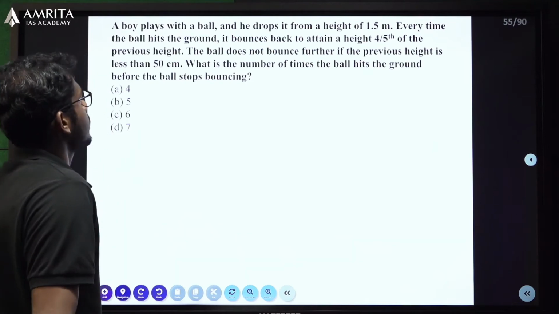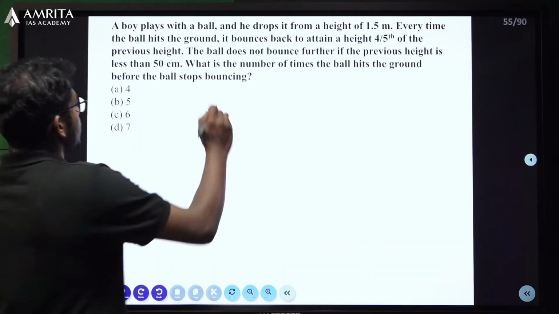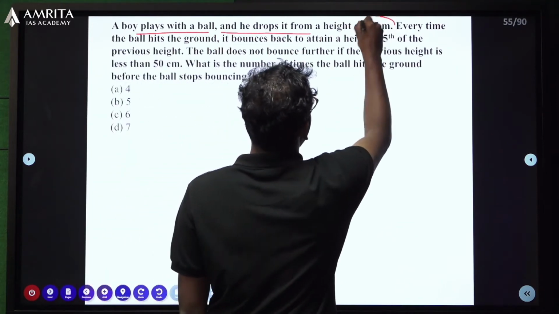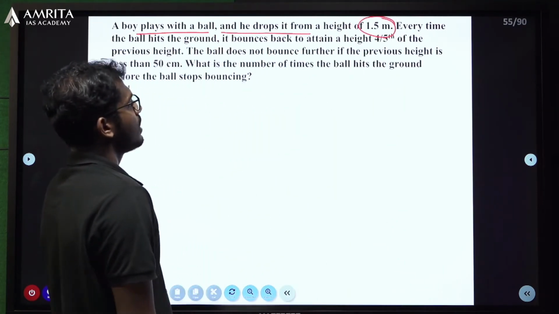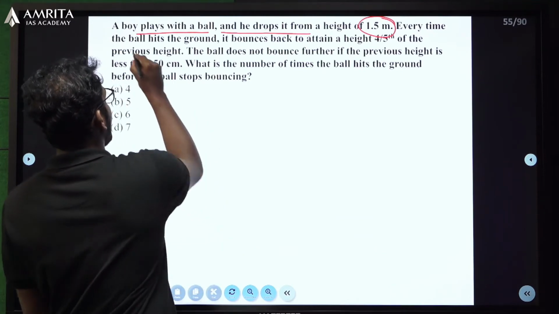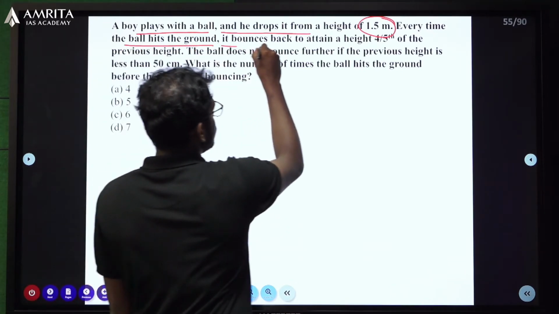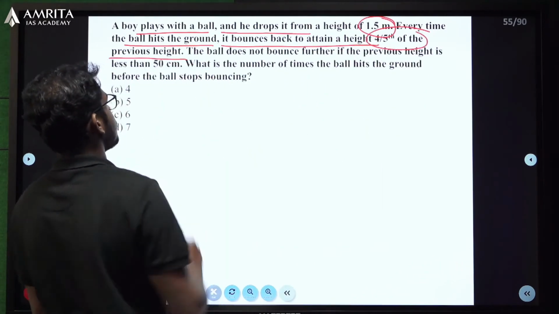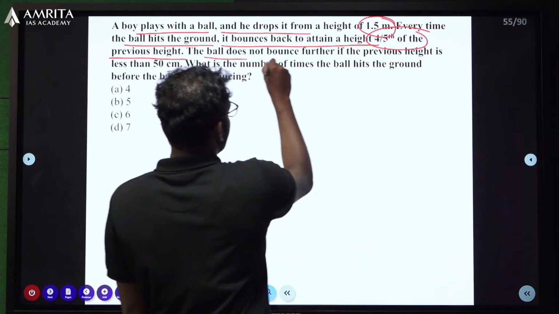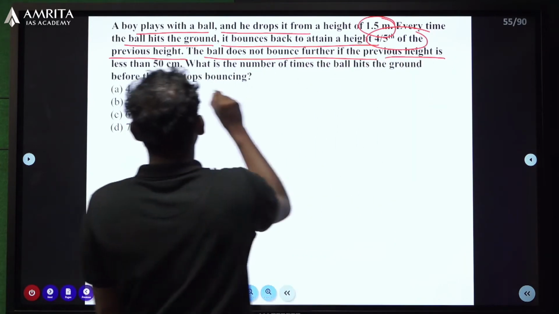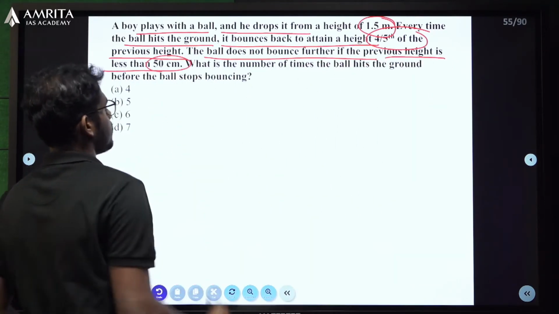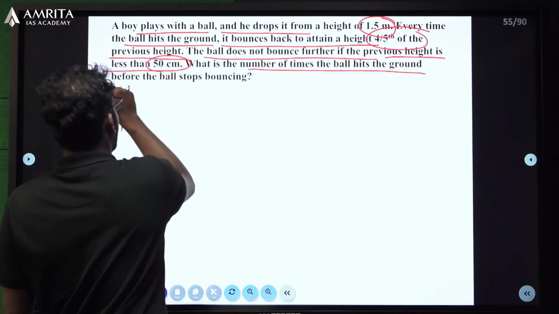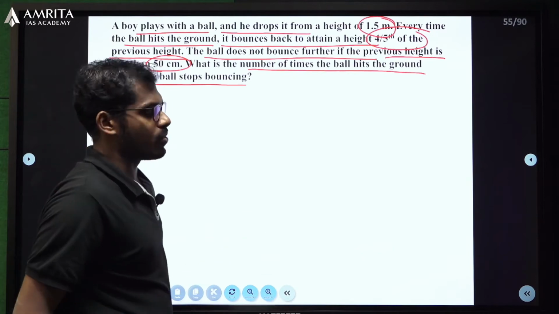Next question. A boy plays with a ball and he drops it from a height of 1.5 meter. Every time the ball hits the ground, it bounces back to attain a height of 4/5 of the previous height. The ball does not bounce further if the previous height is less than 50 centimeter. What is the number of times the ball hits the ground before the ball stops bouncing?